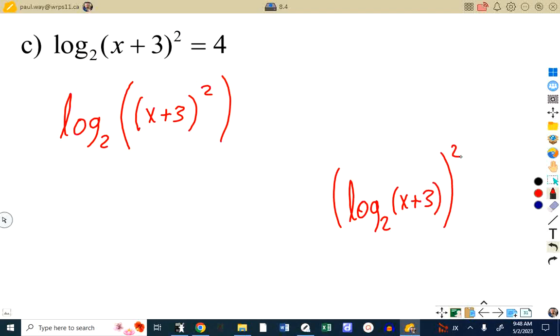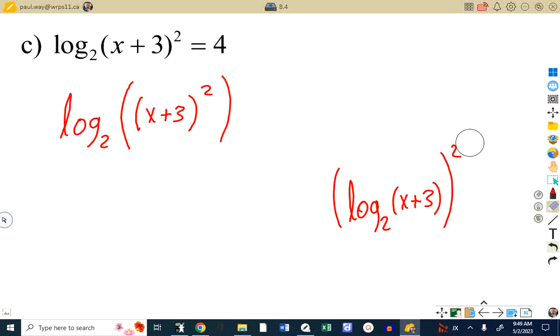Okay? I've argued for many years, but who am I to make decisions, that we should treat logarithms like we do trig. And if we mean the square of the logarithm, we should write log squared. Nobody's listening to me. Okay? All right.